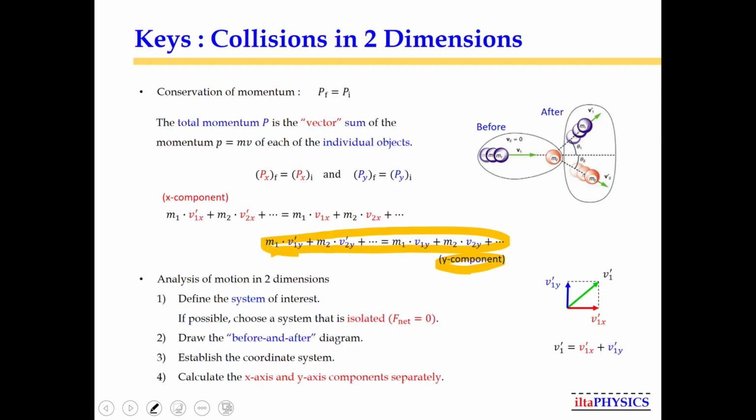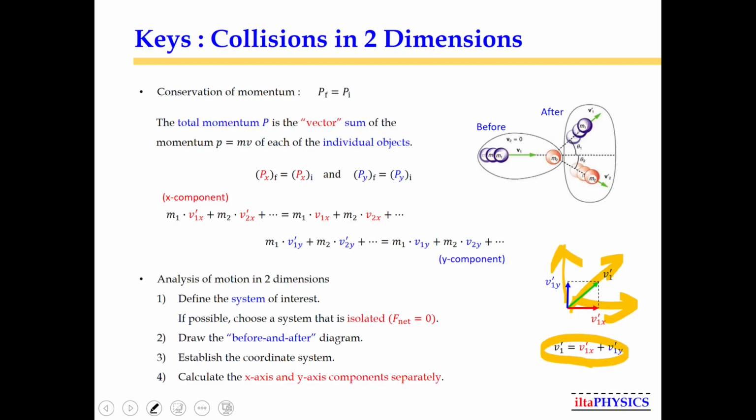I've explained this at length to help you understand, but the bottom line is this. Divide the velocities of the objects before and after the collision into x and y components, and then apply the law of conservation of momentum to each axis separately. All right, let's summarize the steps for analyzing 2D collision motion.